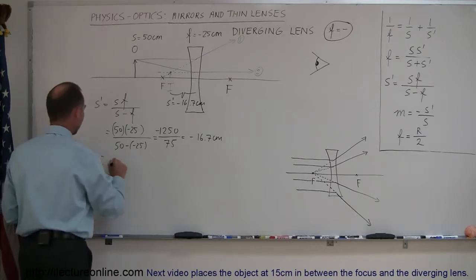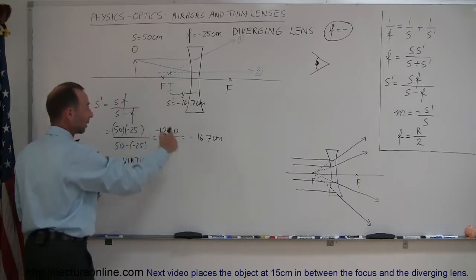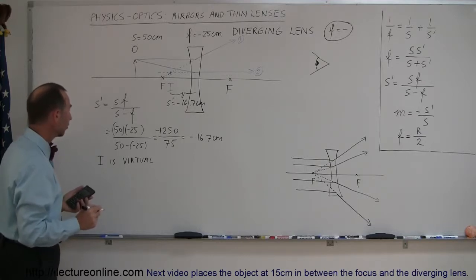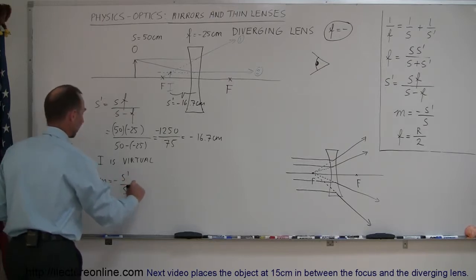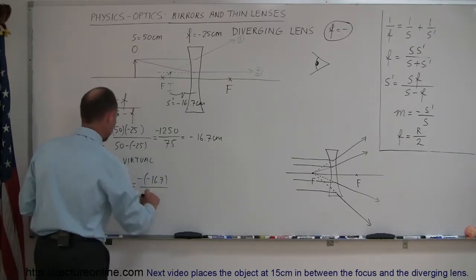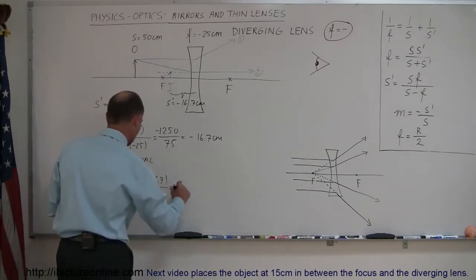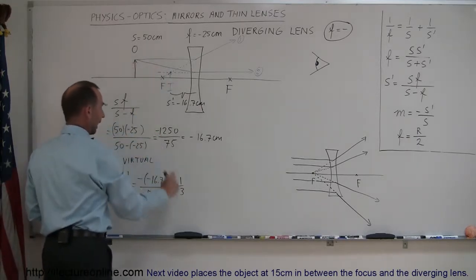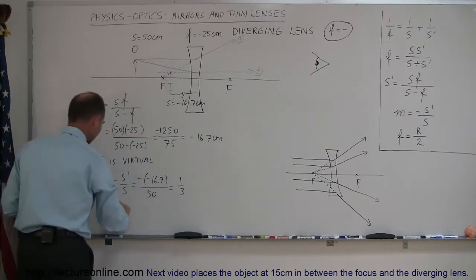So I is virtual, because it's in front of the lens, it's not a real image. And of course, that's indicated by the negative sign in front of the image distance. Now, the magnification, M, is equal to minus S prime over S. So it'll be minus a minus 16.7 divided by S, which is 50. And that looks like it's about 1/3. Yes, it is. So that would be a positive 1/3. 1/3 means that it's 1/3 the size of the object. And the fact that it's positive means that it's in the same orientation as the object, therefore it is upright.